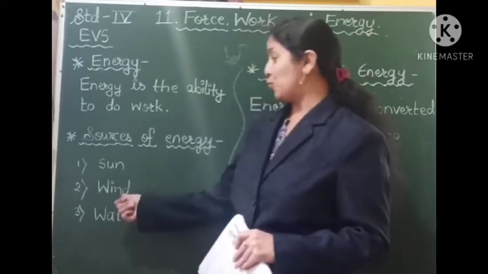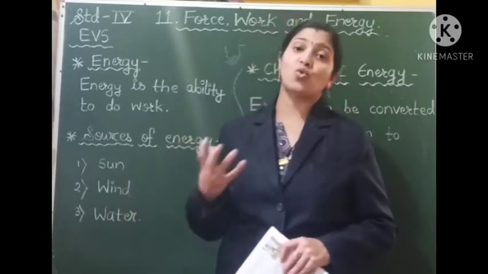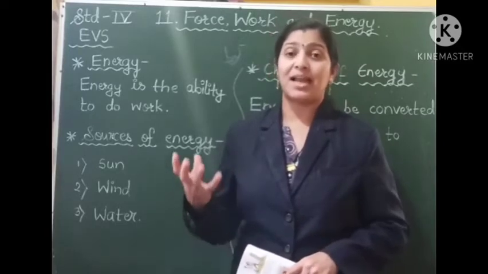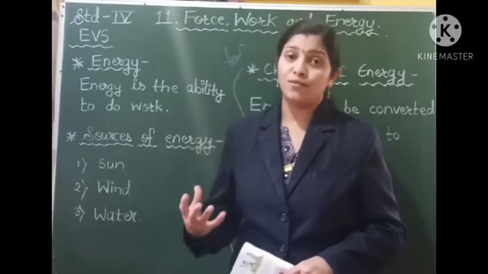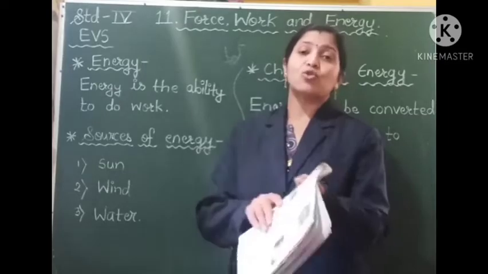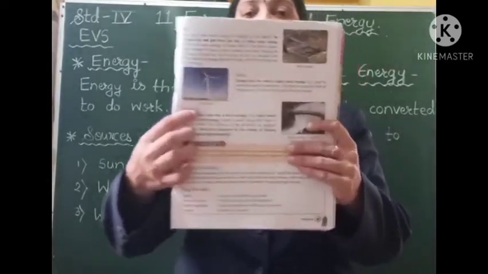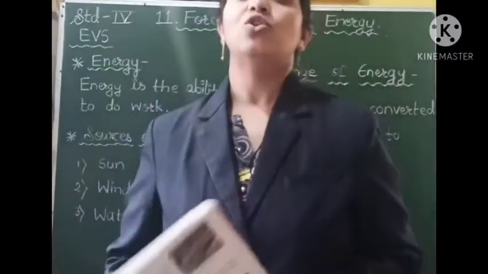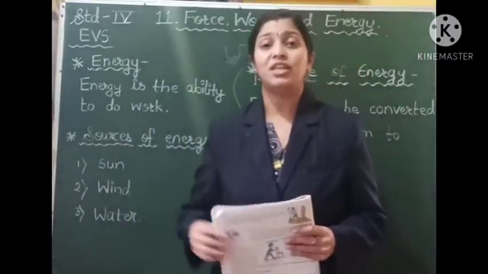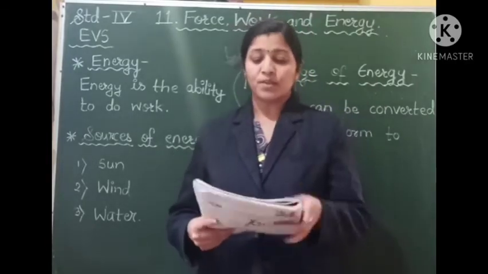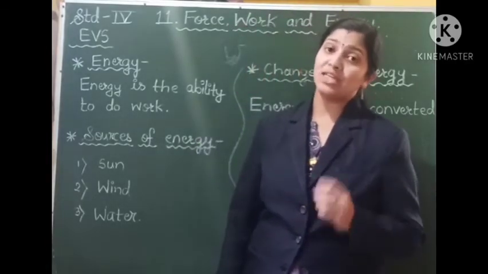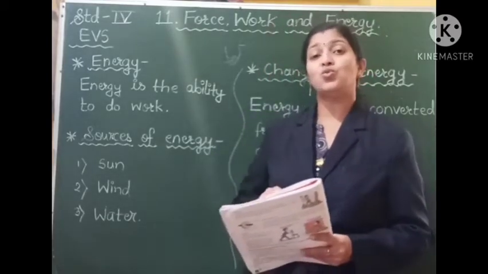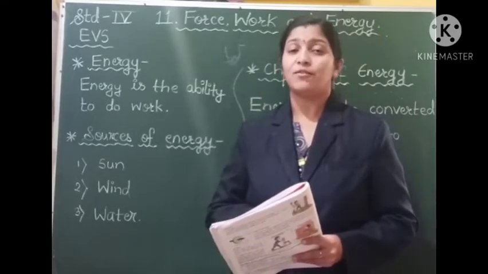The next is wind. So wind is also a source of energy. So students, you might have seen windmills. At many places we can see windmills. So in your textbook also you can see the picture of a windmill. Here you can see, this is the picture of a windmill. So how is the wind energy used by human beings? The energy that we get from the wind is called wind energy, and this wind energy is used to move the blades of the windmill.